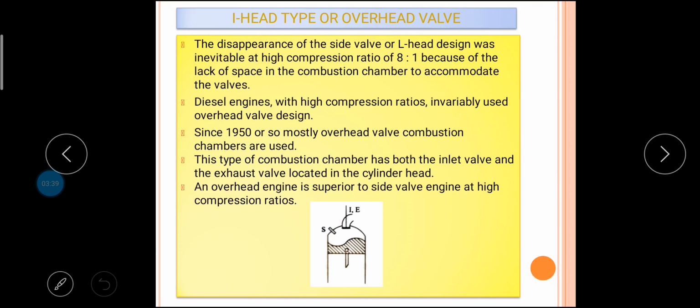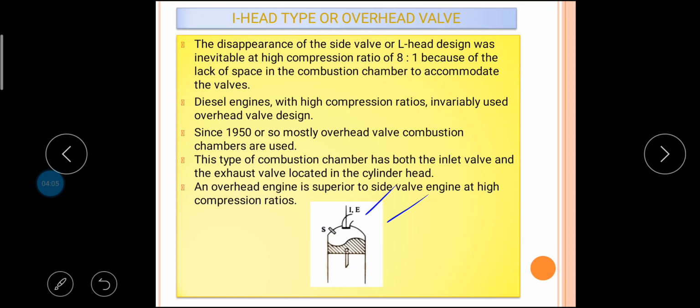Diesel engines with high compression ratios invariably used overhead valve design. Since 1950 or so, mostly overhead valve combustion chambers are used. This type of combustion chamber has both the inlet valve and exhaust valve located in the cylinder head, and the overhead engine is superior to the side valve engine at high compression ratios.